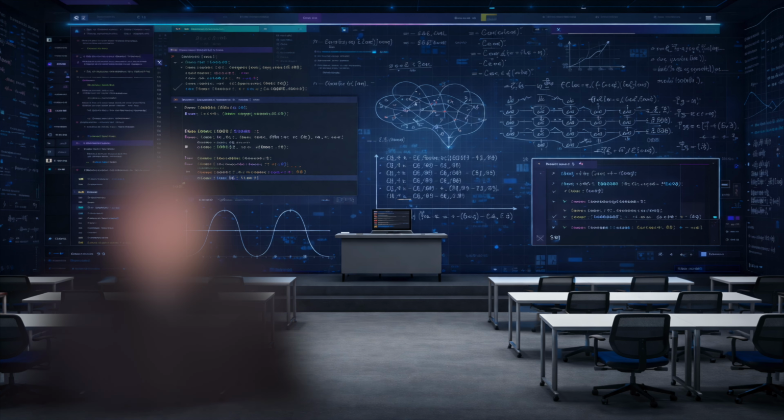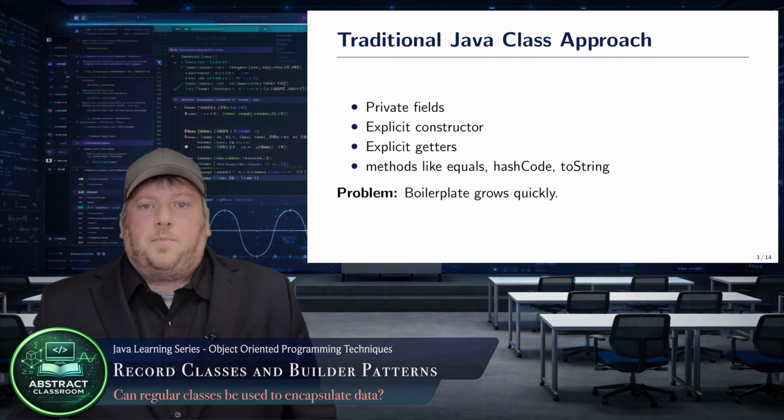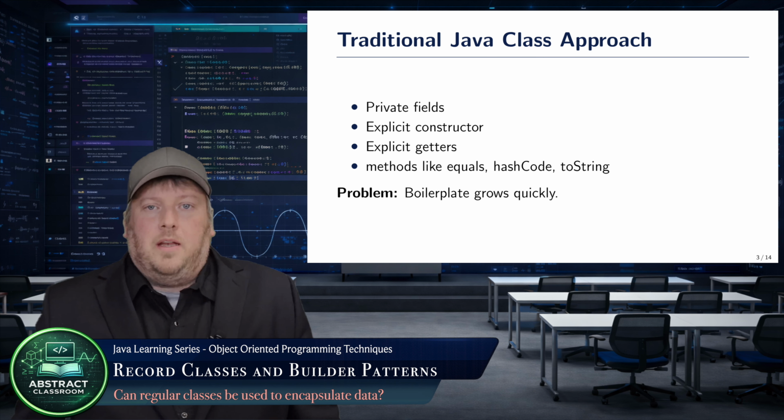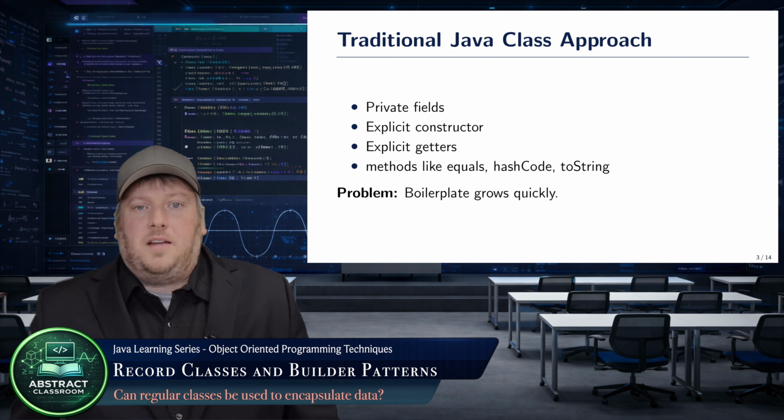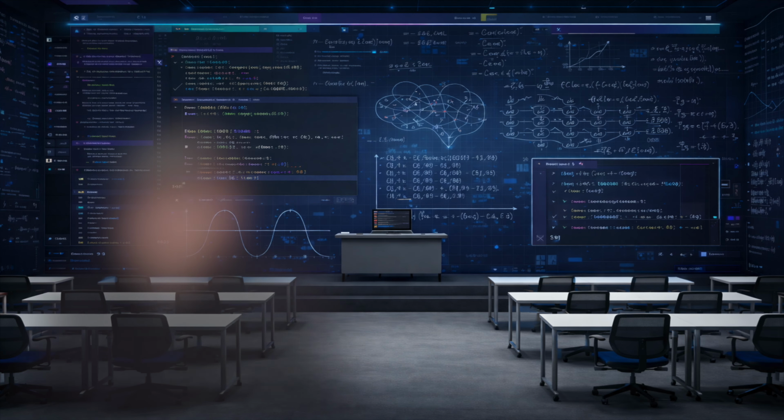Traditionally in Java classes, we define private fields, implement explicit constructors, and generate getters manually. This approach is powerful and flexible, but it comes with a cost in the form of boilerplate overhead. As classes grow, the amount of repetitive code grows. While this approach enforces encapsulation, it does not necessarily optimize clarity, and it certainly does not speed up development.